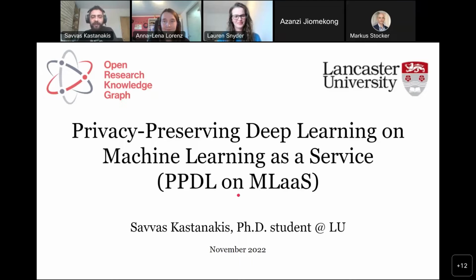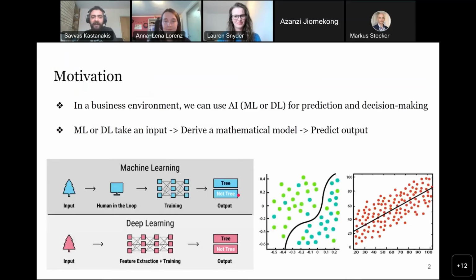So let's take things one by one. First of all, in a business environment, we can use artificial intelligence tools. We can use the wider umbrella that is called machine learning and the more specific umbrella of machine learning, which is called deep learning. And we can use these tools to do prediction tasks and decision-making tasks.